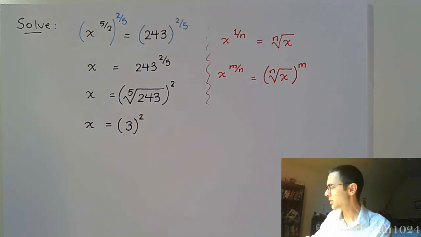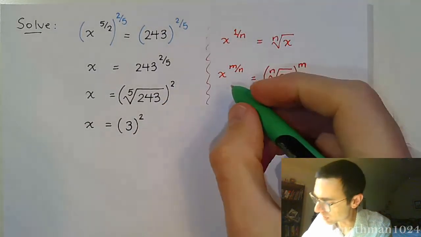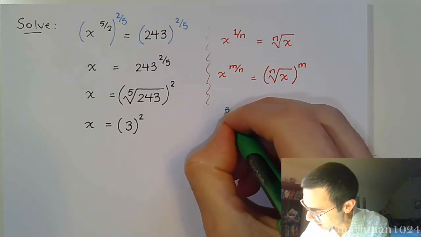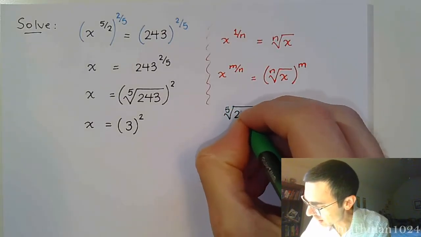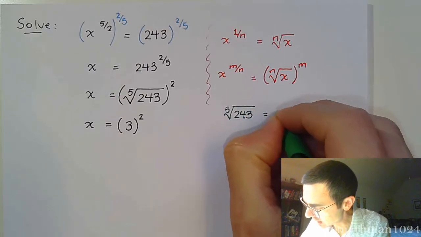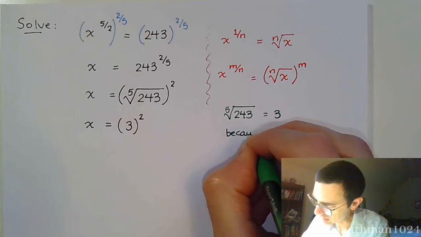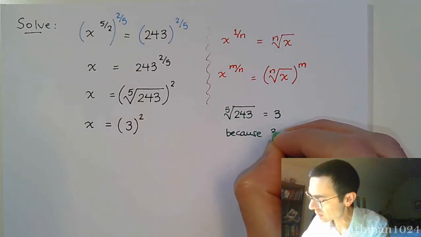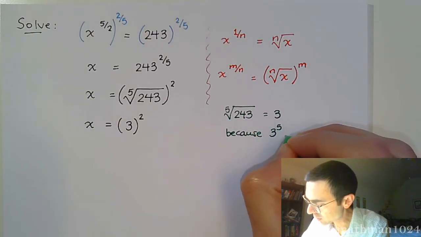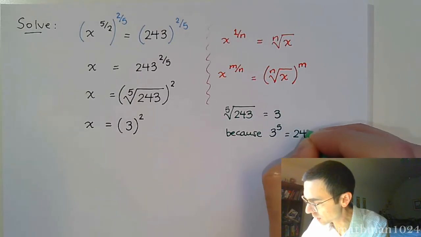Okay, and again, just off to the side so that you know where this is coming from, we are saying that the 5th root of 243 equals 3 because 3 to the 5th power is equal to 243.